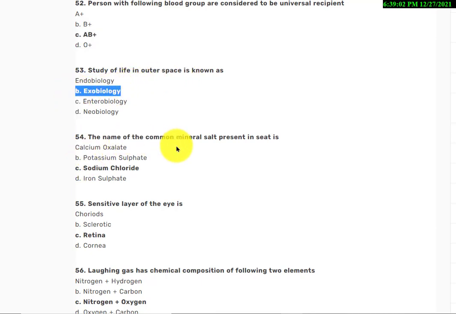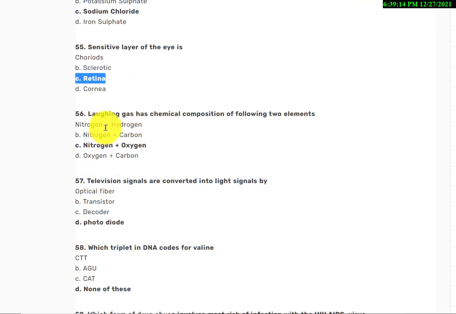The name of the common mineral salt present in seed is sodium chloride. Sensitive layer of the eye is retina. Laughing gas has chemical composition of following two elements, nitrogen plus oxygen. Television signals are converted into light signals by photodiode.